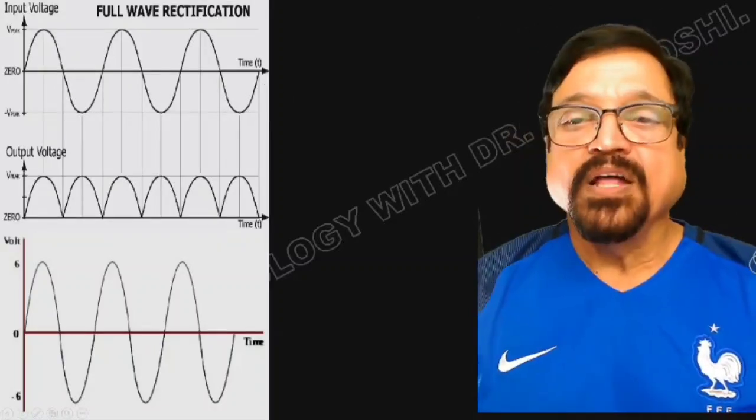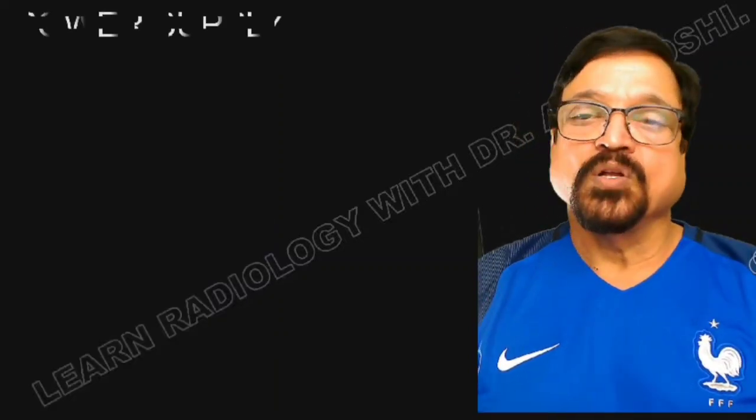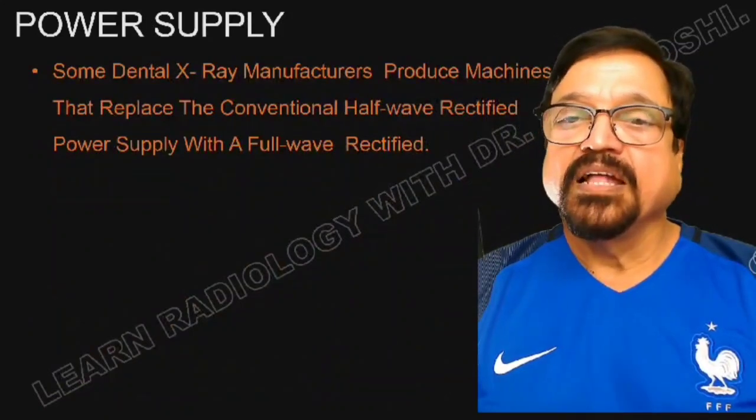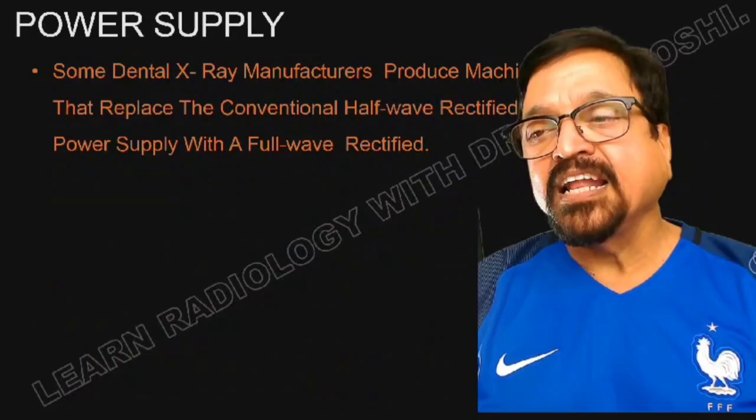In half wave, what will happen is this cycle will be suppressed. If this cycle is suppressed, it is half wave. Then if it is converted to the opposite side, it is full wave. So you can have either half wave or full wave rectification.